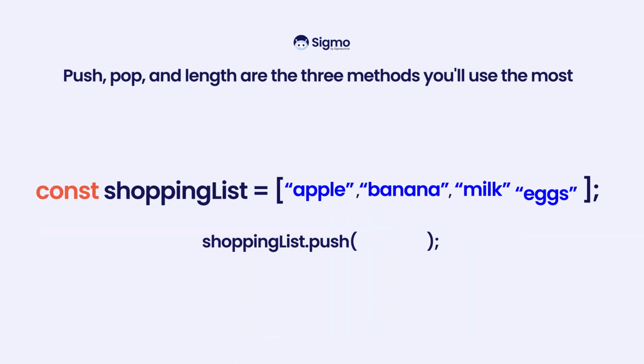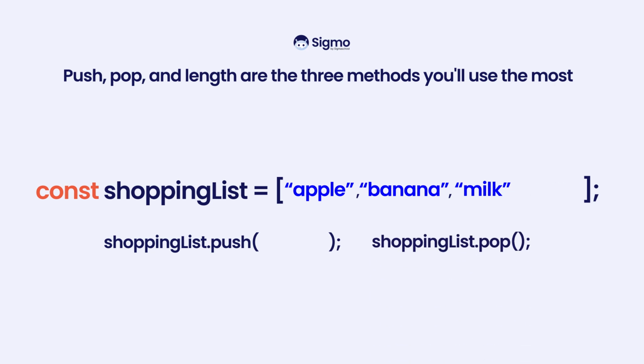Push adds a new item to the end of the array. Pop removes the last item. And length tells you how many items are currently in the array. These 3 alone will take you really far.